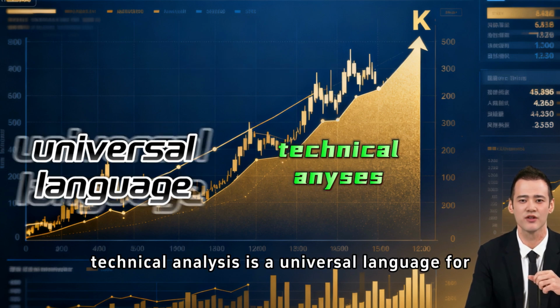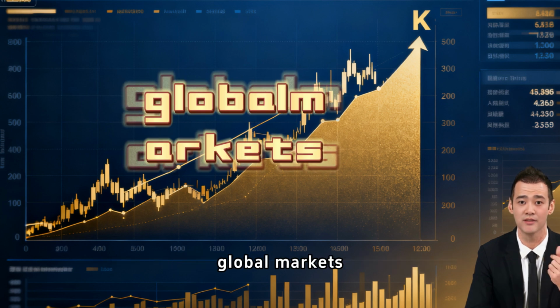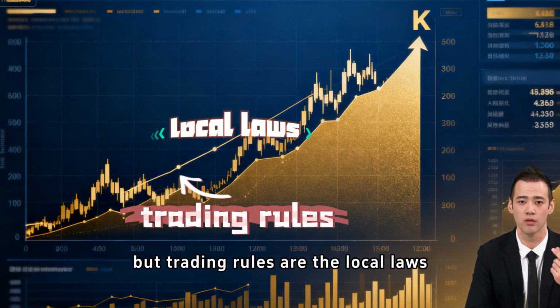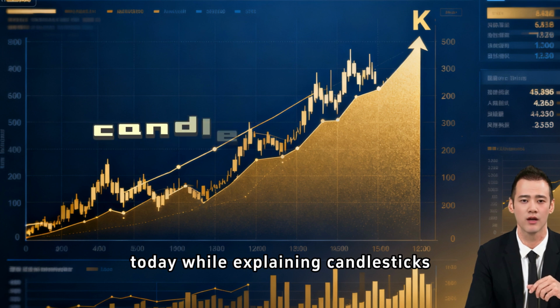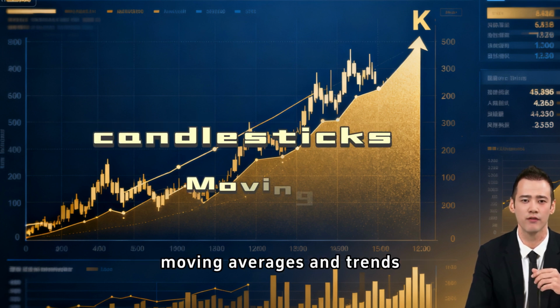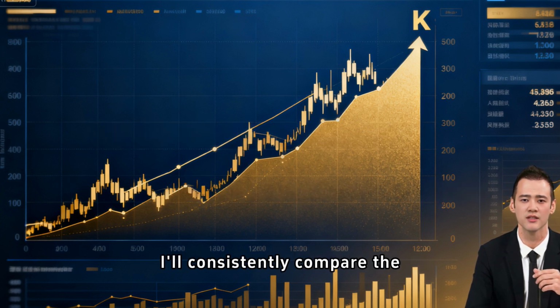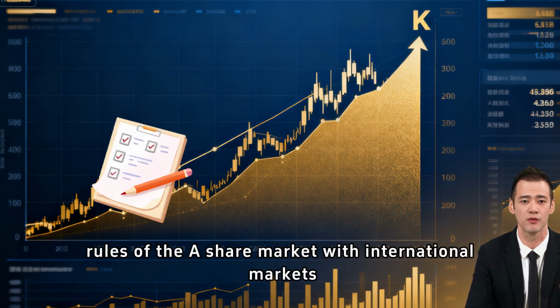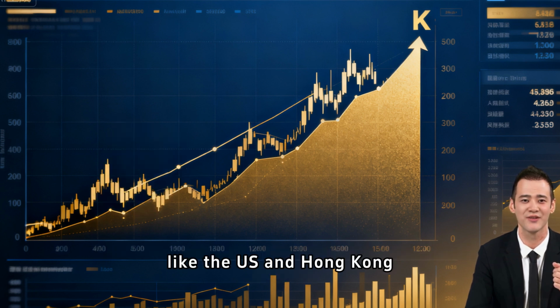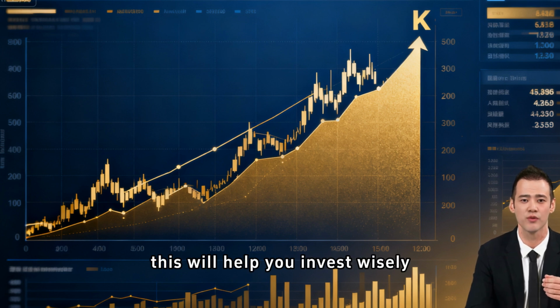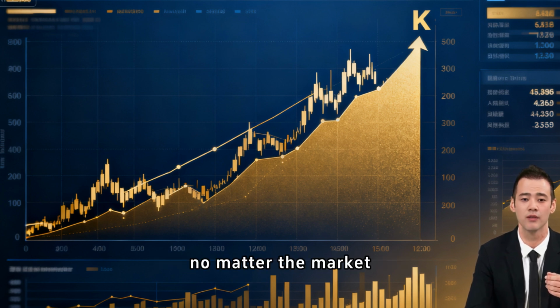Technical analysis is a universal language for global markets, but trading rules are the local laws. Today, while explaining candlesticks, moving averages, and trends, I'll consistently compare the rules of the A-share market with international markets like the US and Hong Kong. This will help you invest wisely, no matter the market.